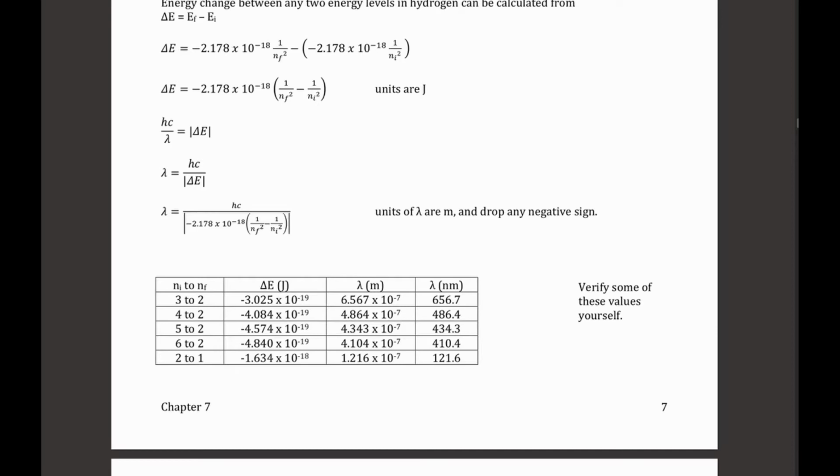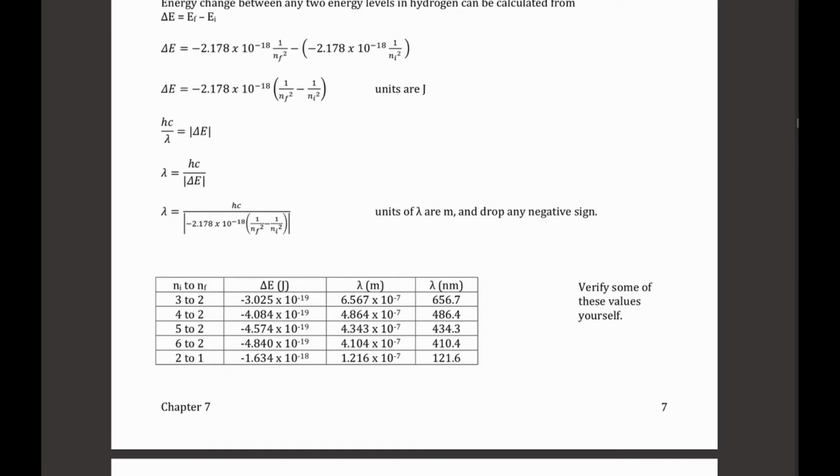So if we then do lots of calculations where we're looking at different transitions, n initial to n final, we have 3 to 2, 4 to 2, 5 to 2, 6 to 2, 2 to 1. Looking at the energy change for those different transitions, we would calculate them using the delta E equation in joules. So verify that you get those values yourself for those various transitions. We would calculate the wavelength of each one from its delta E, getting those numbers.